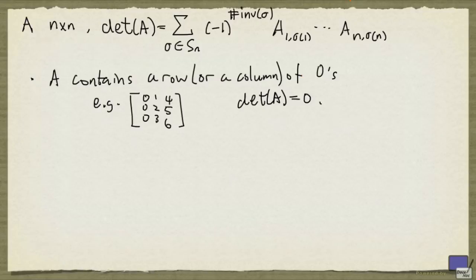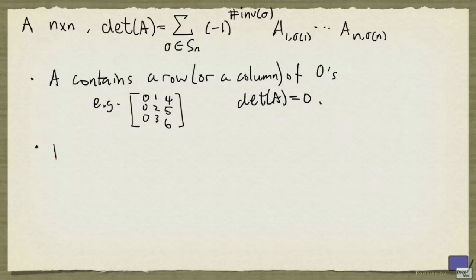And it's not too hard to see this because remember that each of these products contains exactly one element from each row of A and one element from each column of A. So if you have a row or a column of zeros, each product will have a 0 somewhere, and so the entire product is 0. And so taking a sum of zeros, you get 0.